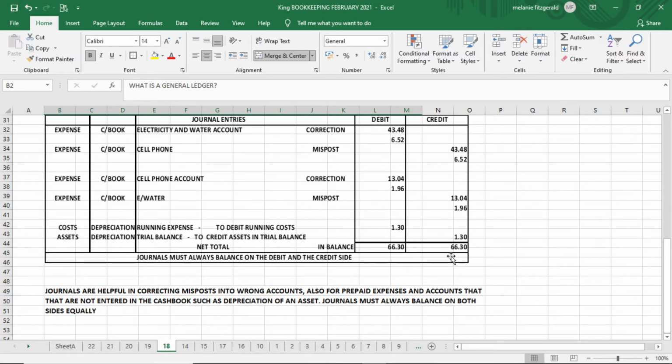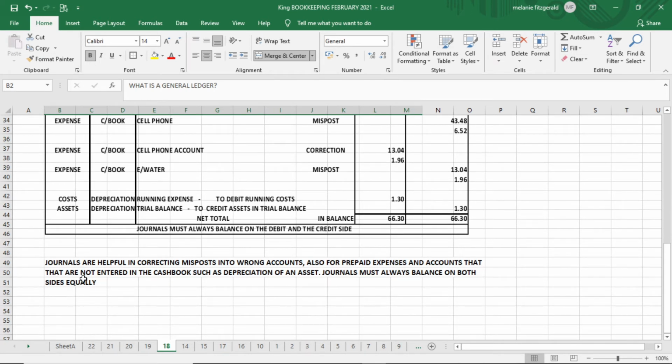If they're not, there's a problem. You've made a mistake somewhere. You need to go find it. Either the figure's incorrect or there's a misplaced post or something. Okay, so the totals come to $66.30. Journals must always balance on the debit and the credit side. I've said this a few times. Just remember, they must be equal.